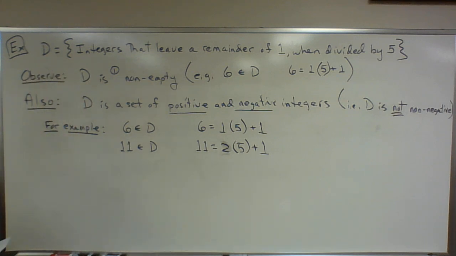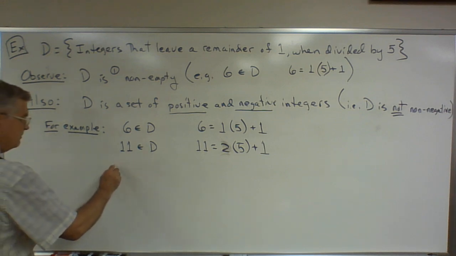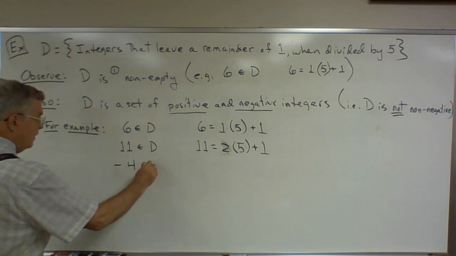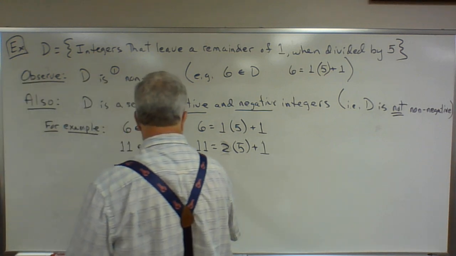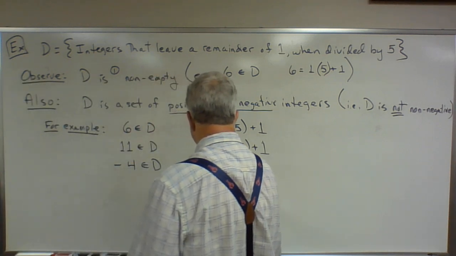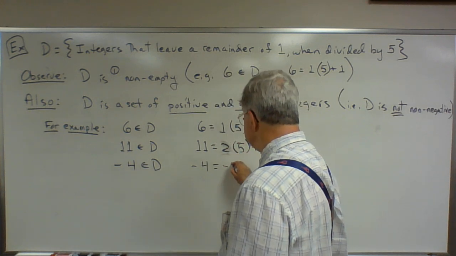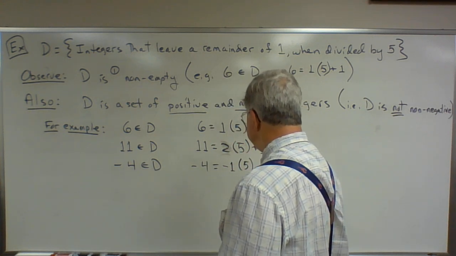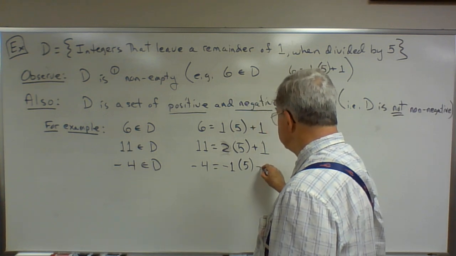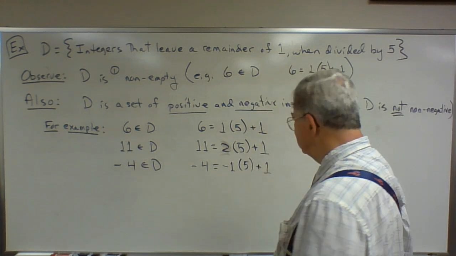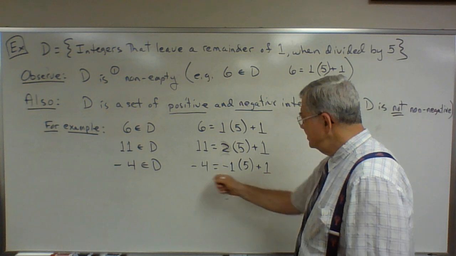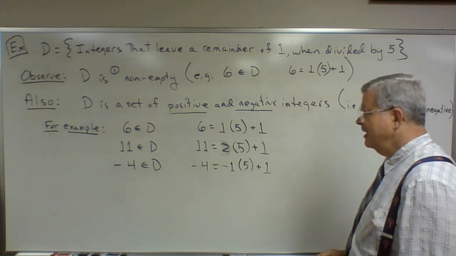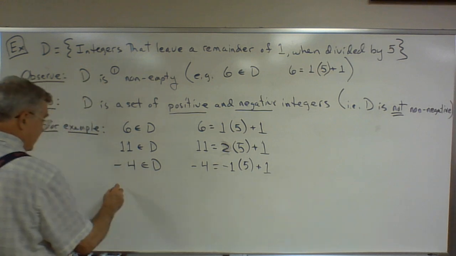But let's look at some shady characters that gained access to this set. Negative 4 is an element of D, because we can say that when we divide negative 4 by 5, 5 goes into negative 4 one time with a remainder of 1. Let's see, does that work? Negative 1 times 5 is negative 5 plus 1 is negative 4. Yep, that works.